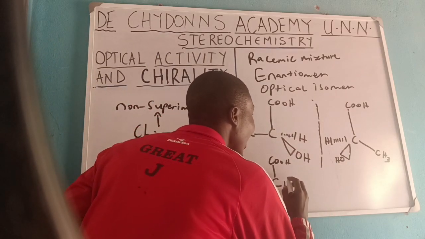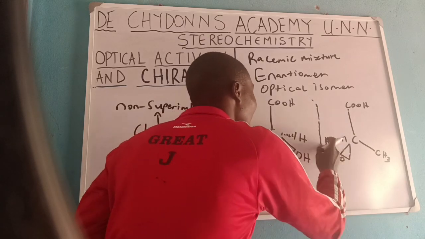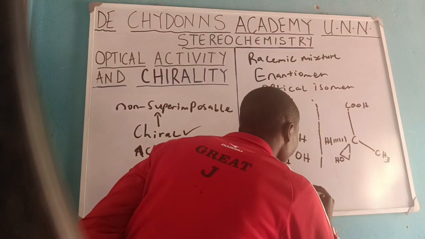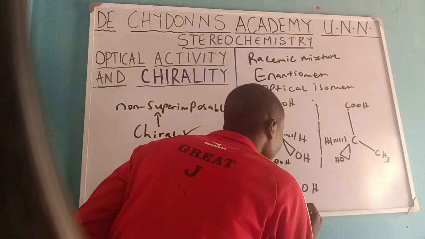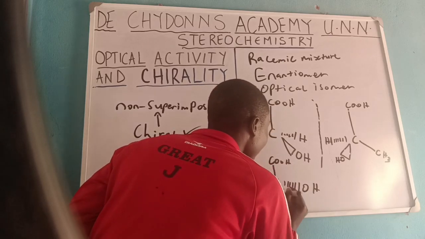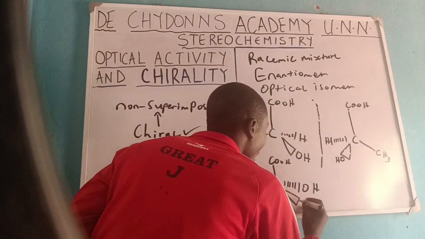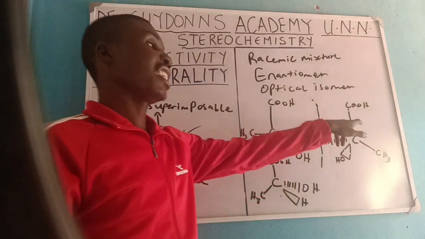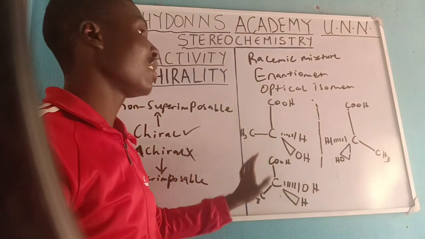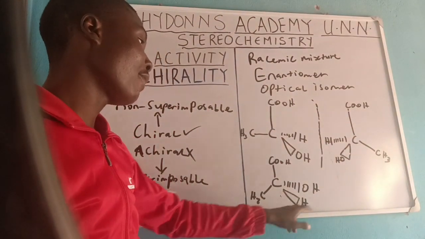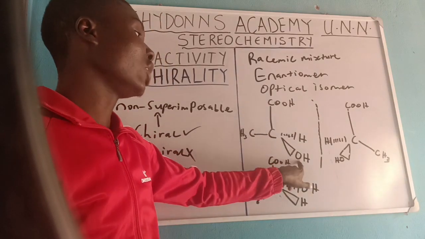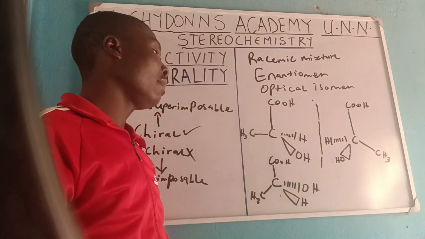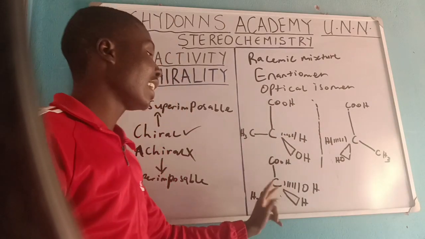So let's take the bond away and just change the substituents. Where we have hydrogen on the hash bond, we're now going to put OH, and where we had OH initially, we're now going to put our hydrogen. So this image here is this particular image here; I just tried to present it the way the other one is. Now you can see for yourself that initially this OH was at the front projecting outward while the H was projecting backward, but in the mirror image the OH is now projecting backward and the H is now projecting forward.